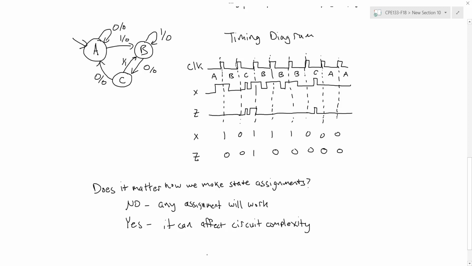So for example, from our design above for the 101 recognizer, we used the following state assignment. But you could try out another one, for example, something like this, and you may actually get a simpler circuit.